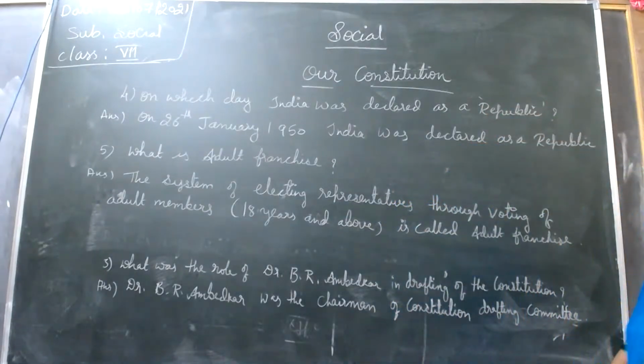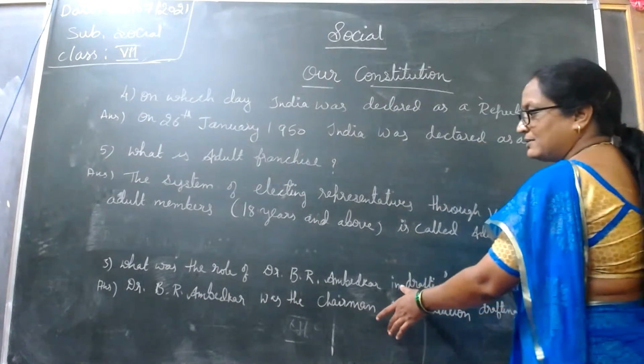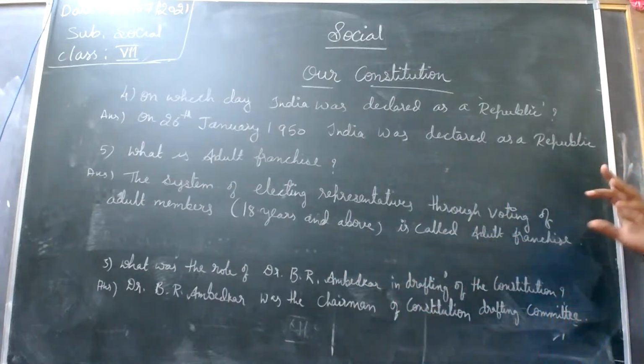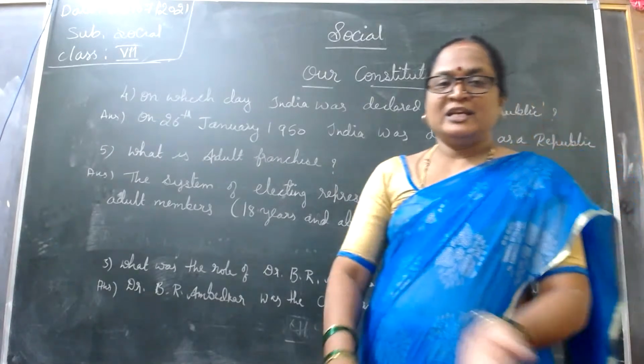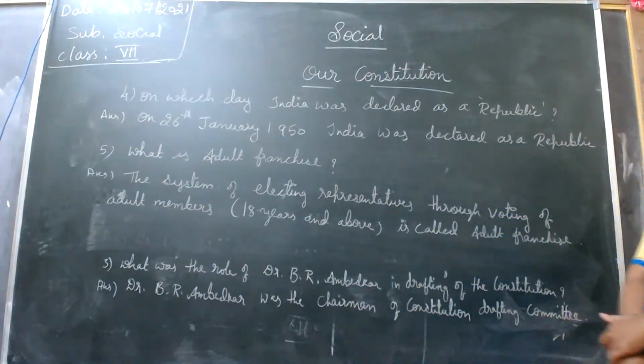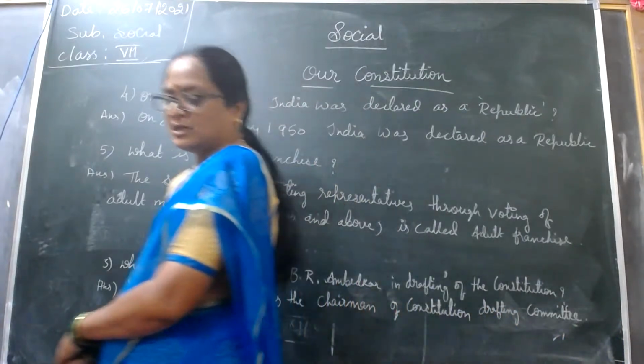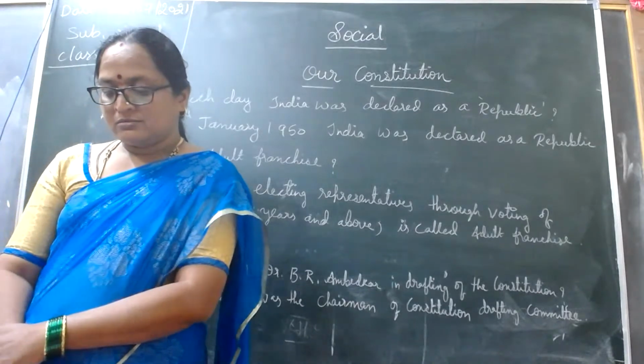Here many of the students will get confused. Rajendra Prasad was the president of Constituent Assembly. B.R. Ambedkar was the chairman of Constitution Drafting Committee. On which day was India declared as a republic? On 26th January 1950, India was declared as a republic. What is adult franchise? I think you know 18 and above is identified as an adult. So, the system of electing representatives through voting of adult members, that is 18 years and above, is called universal adult franchise.